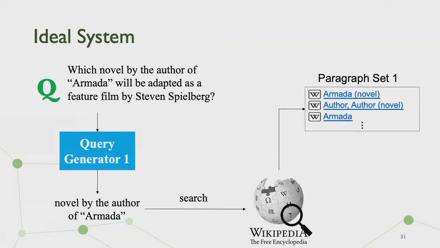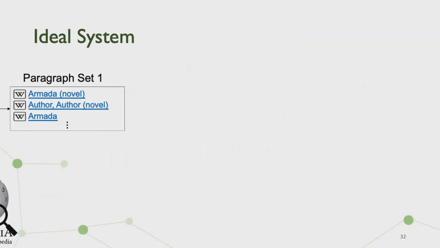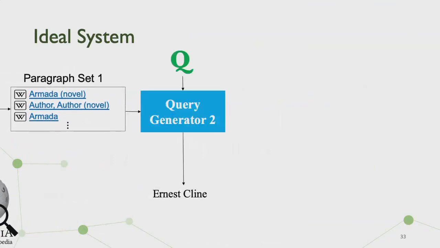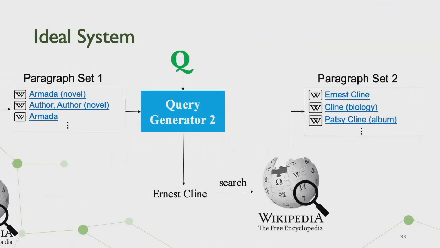We search Wikipedia for a small set of paragraphs, and then we can move on with this set of paragraphs and read it. This is the critical part where we differ from previous work. Instead of just relying on one retrieval step, we're going to argue that the second retrieval step is also important. So hopefully we can train a model that takes in the question and this first set of paragraphs that we already retrieved and come up with another search query. In this case, Ernest Cline, who is the author of Armada. And then we can launch a second, more directed, more pointed query for more supporting facts.